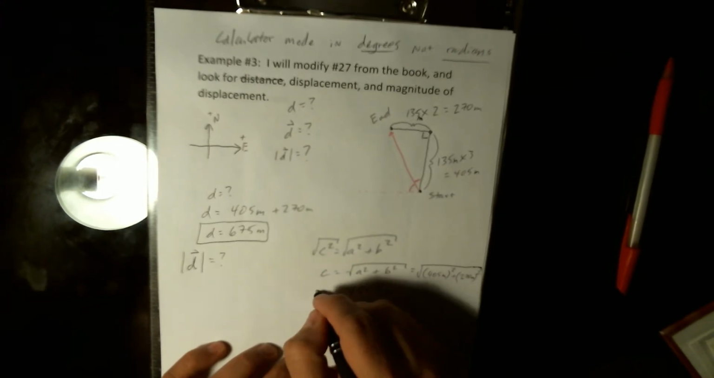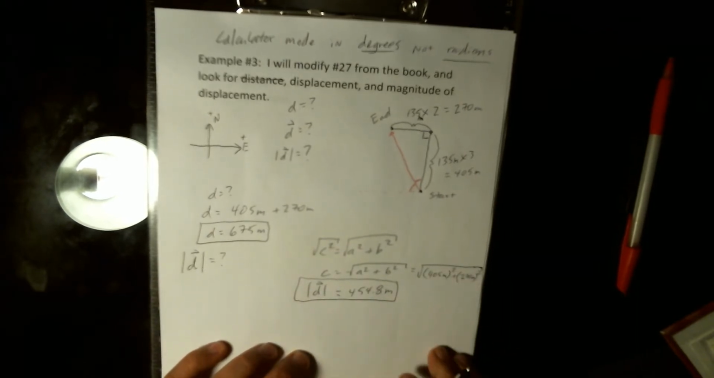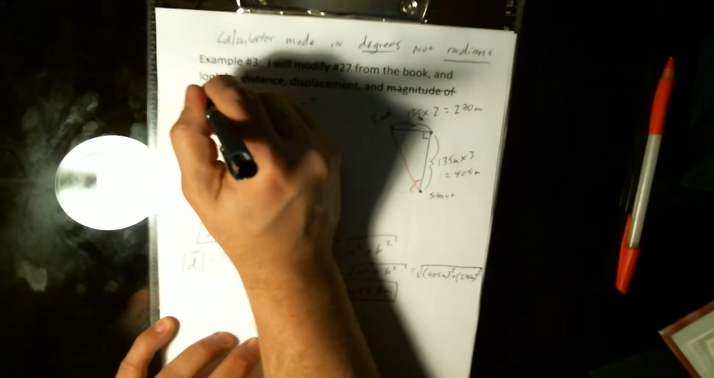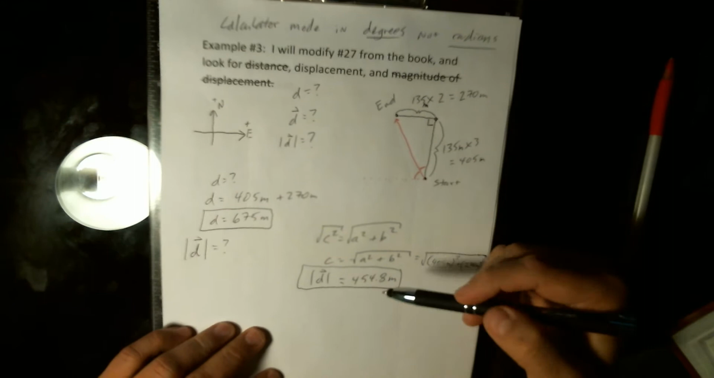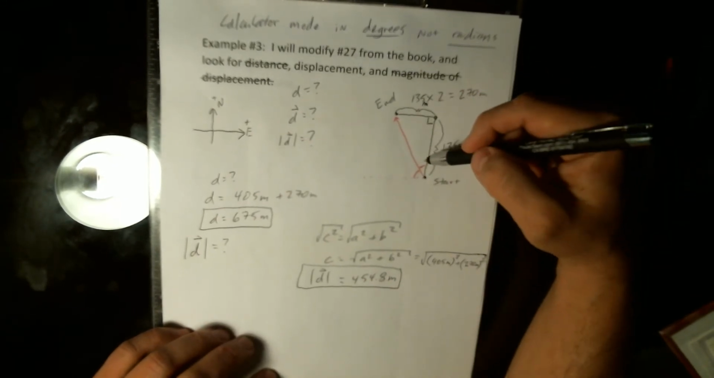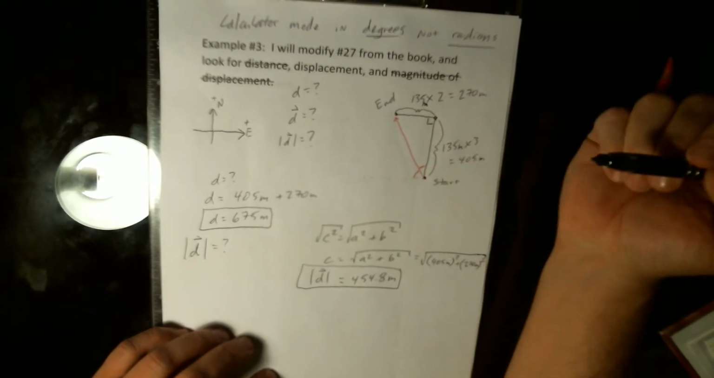I'm going to put a box around it because I have found my answer. And I'm going to cross it out here because I've solved it. Now that I know the magnitude of the displacement, the only thing left is to find the angle and then talk about the angle at the same time I talk about the magnitude. And that'll give me the displacement. So let's go ahead and do that. I'm going to draw a line here.